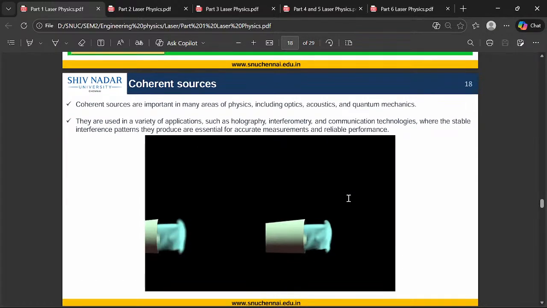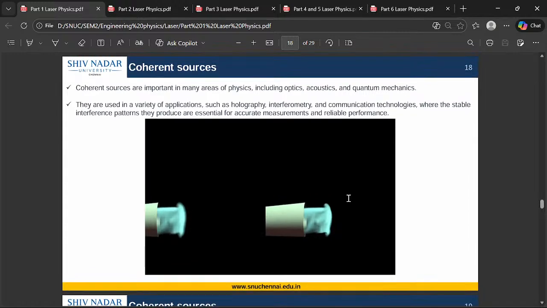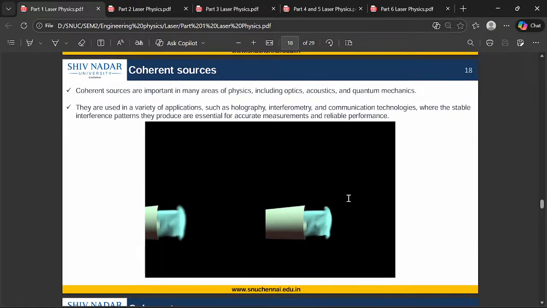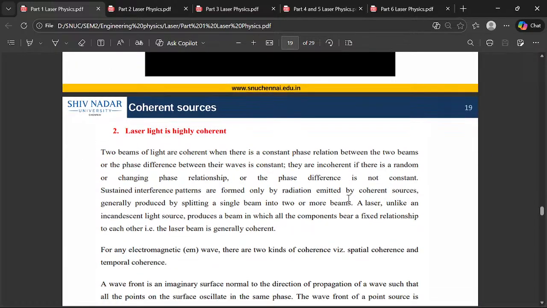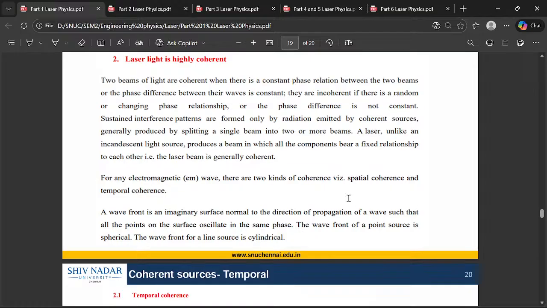So coherent sources are very important in physics so that they can perform some of the experiments in physics, like in optics, acoustics, and quantum mechanics. Coherent sources are used in holography, interferometry, and communication technologies. So a coherent source is essential to perform all these. Basically, this slide tells what a coherent source is and how a laser is coherent.